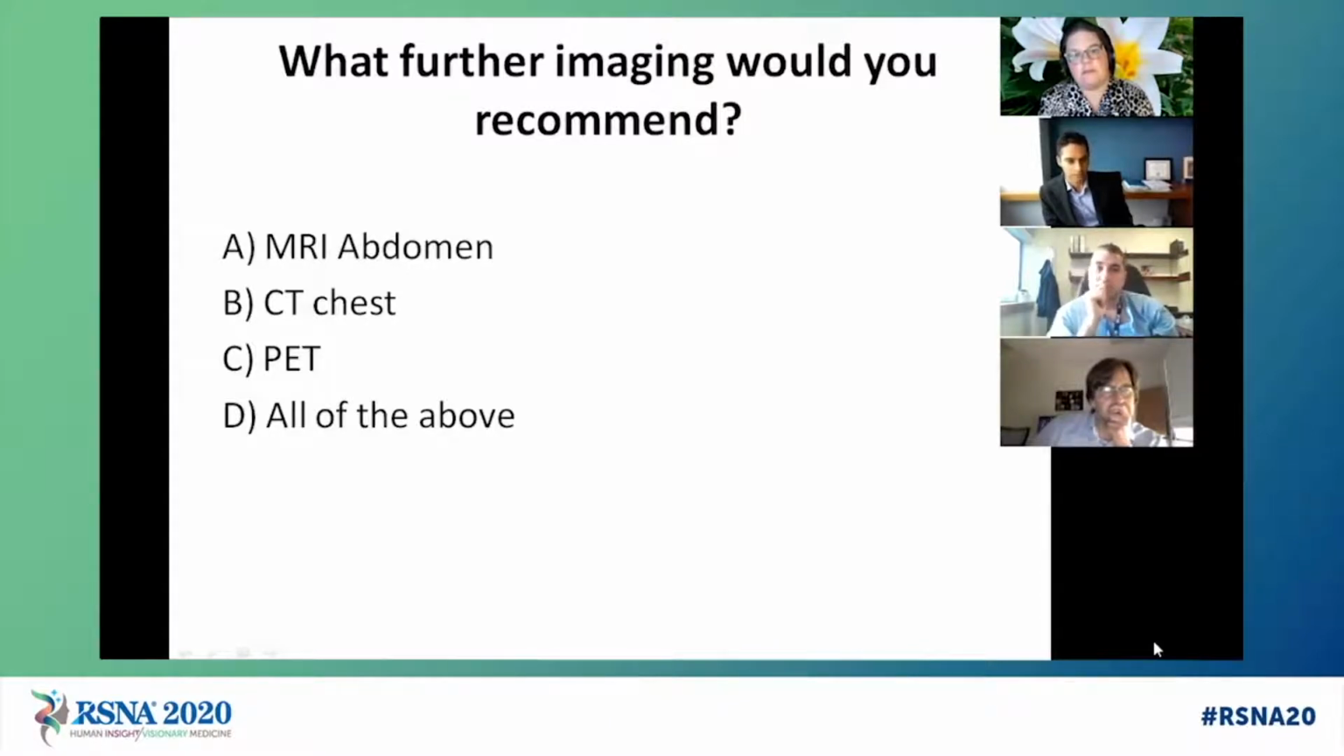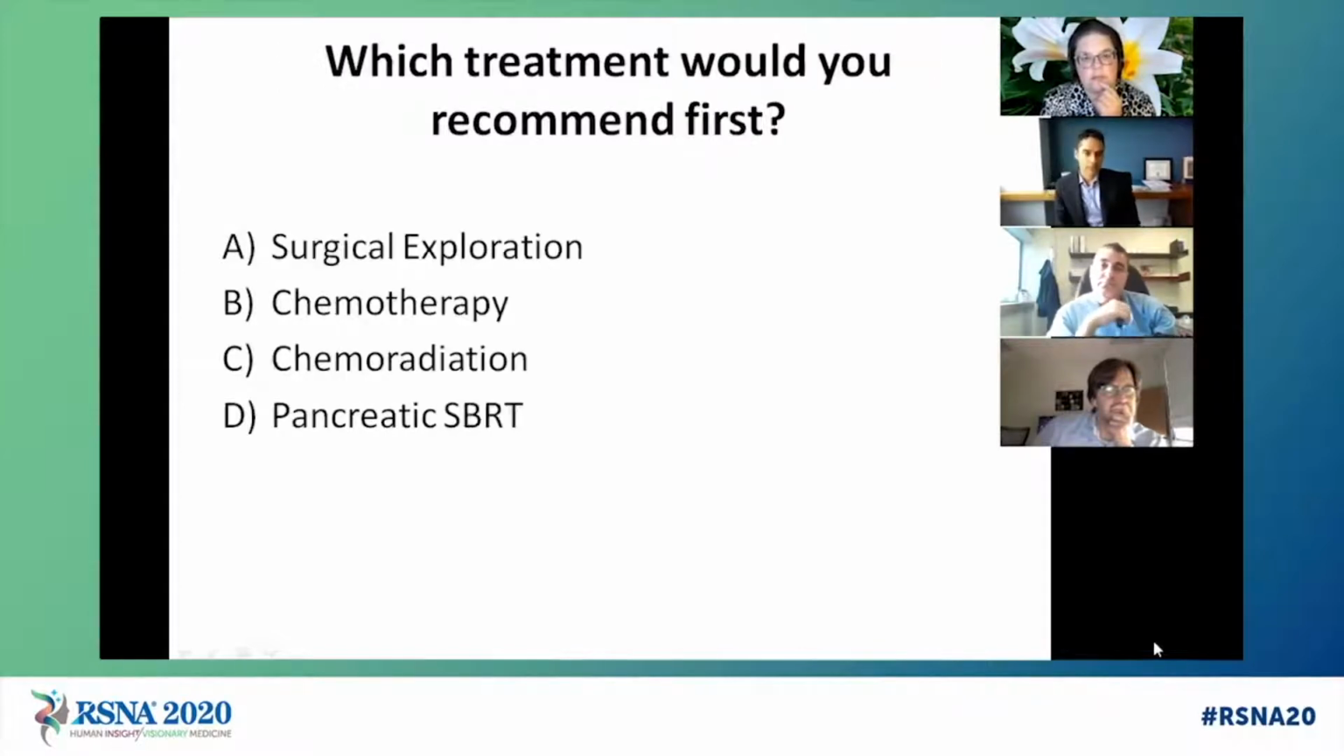Great. So I think we're all in agreement. We at MGH typically just rely on a good pancreatic protocol CT as well, and then a CT chest to stage. So based off of this, what treatment would you recommend first?